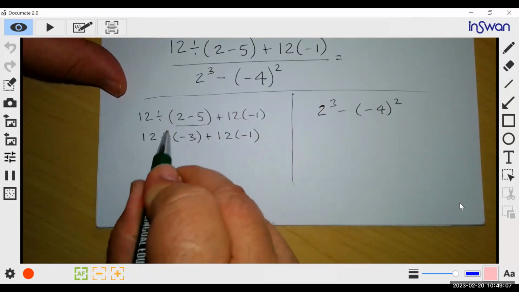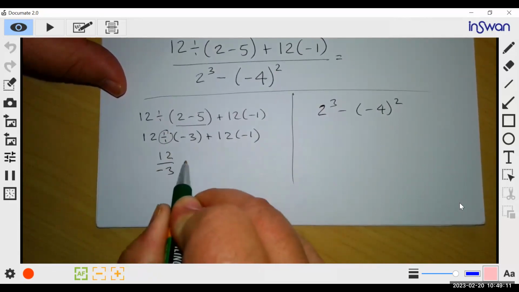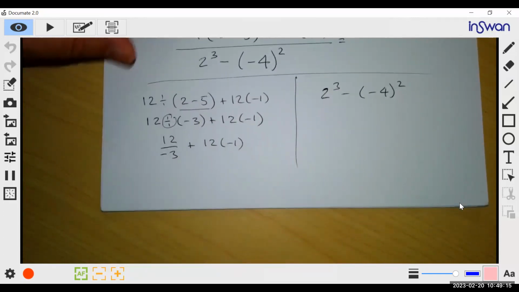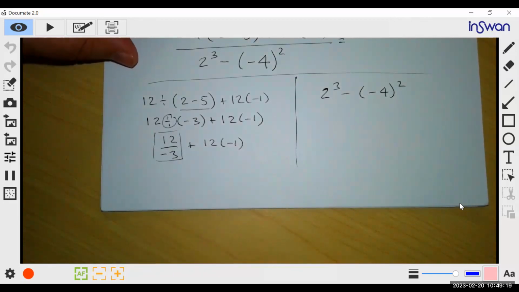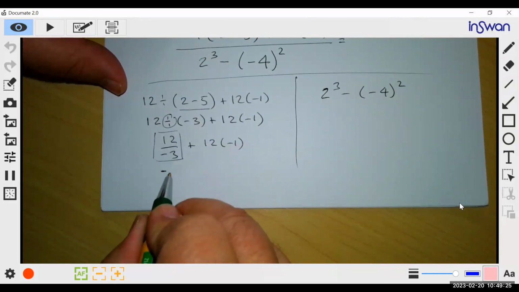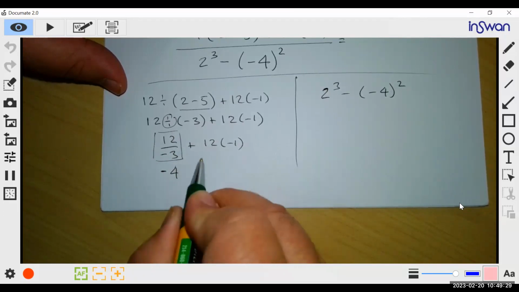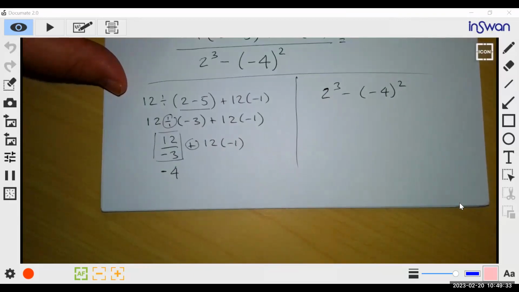So because that's a division, it's going to be 12 divided by -3 plus 12 times -1. 12 divided by -3, is that positive or negative? Negative, because there's only one negative. 12 divided by 3 is 4. Now, we have a positive.